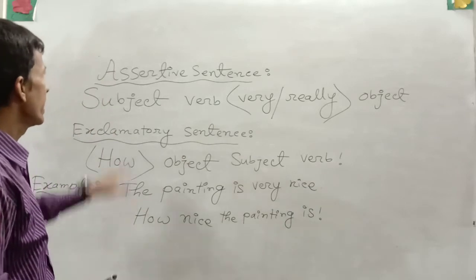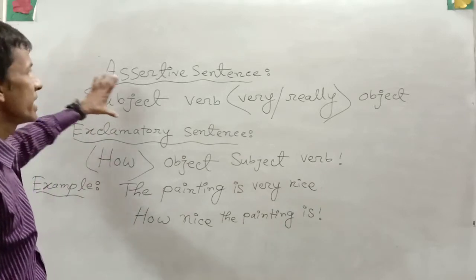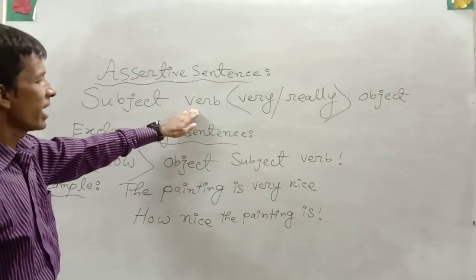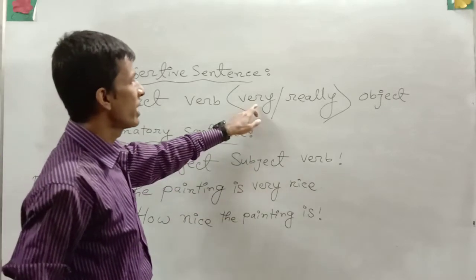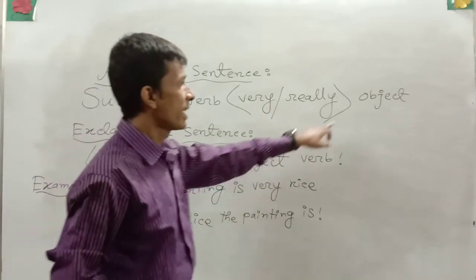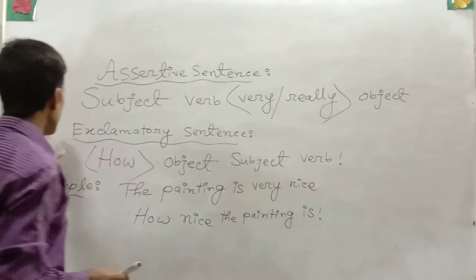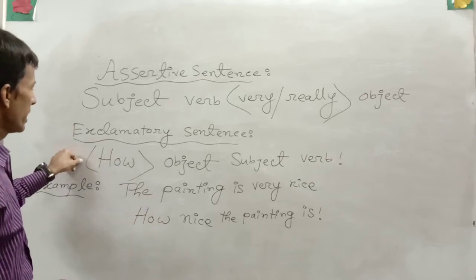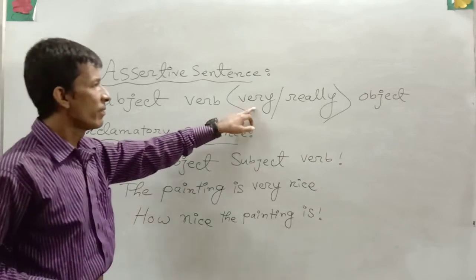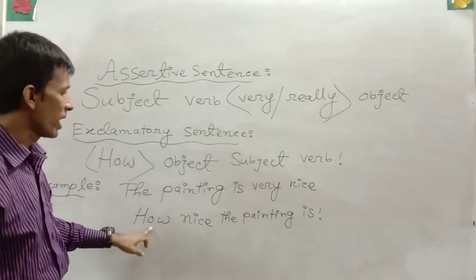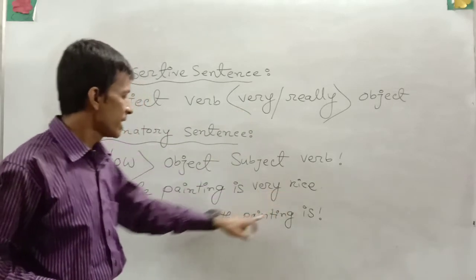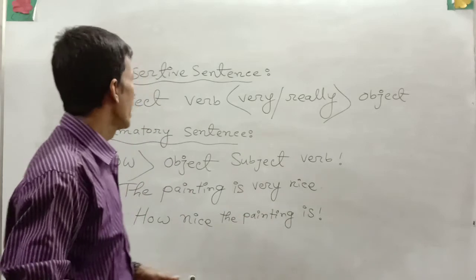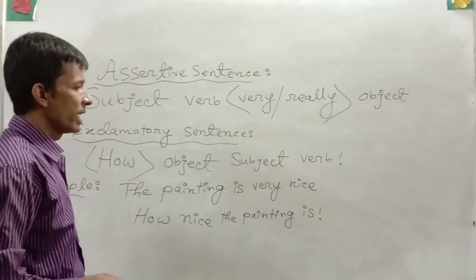First of all, I have written the structure of assertive sentence. This type of sentence is started with writing subject. Here the painting is subject, then verb is used as verb. In the third part, very or really, very, and at last object, nice. Then I have written the structure of exclamatory sentence. In the beginning of this sentence, how is written in place of very or really. Here very is transferred into how. In the next part, nice is placed, and at last subject and verb are placed. In this way, assertive sentence can be transferred into exclamatory sentence.